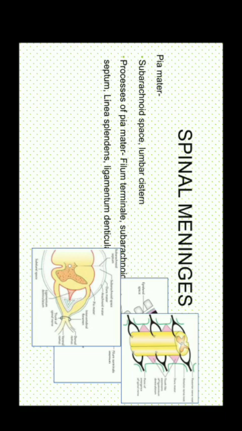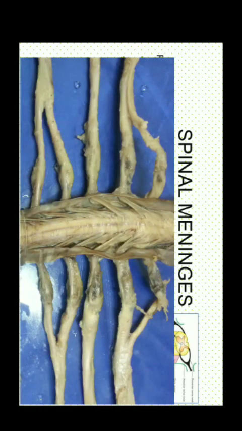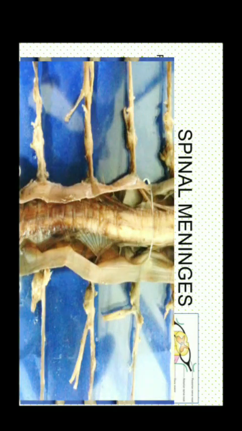One more extension of the pia mater is the linea splendens. Linea means line, and you can see in this picture, this specimen is from our museum. This is a spinal cord, and this is the anterior part of the spinal cord. This thick line you can see in the midline is the linea splendens.